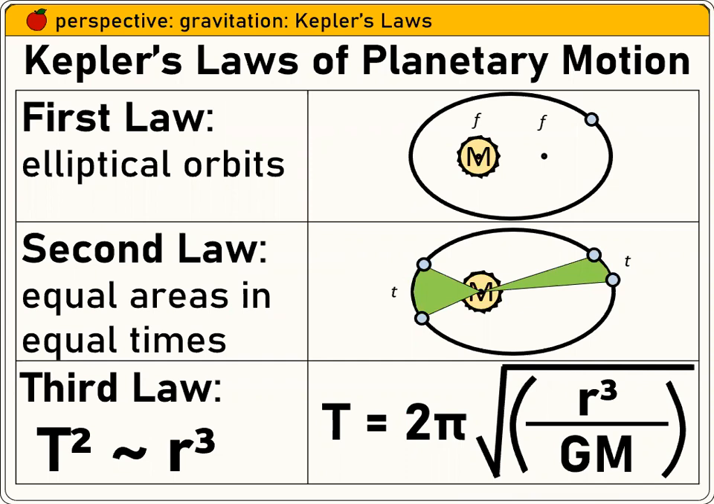Kepler, looking at a bunch of planetary data, very precise astronomical data. Where exactly is Mars night by night? Where is Jupiter night by night? Where's Saturn night by night? They can see those planets, right?